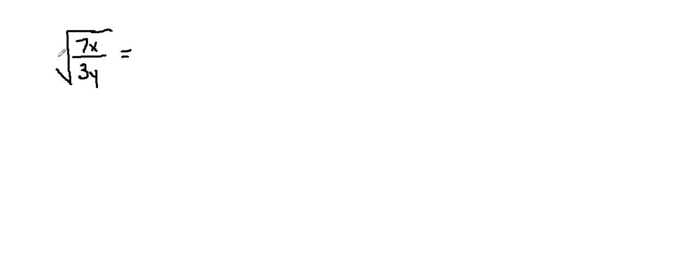So here's the big fraction underneath the radical sign, so I'm going to split it up to be the square root of 7x divided by the square root of 3y. Let me take a quick look here. That is square root. Yes, it is. So I'm going to rationalize the denominator. So I'm going to multiply top and bottom by the square root of 3y.